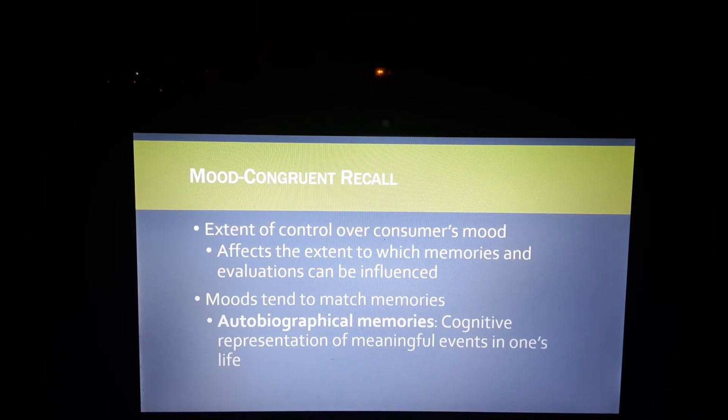Mood congruent recall. Oh my goodness. The extent of control over someone's mood, a consumer's mood, it's very difficult to do that, but you can in terms of providing a positive brand experience or a positive shopping experience. And people remember their moods and certain events in their life. Marketers want to put you into a good mood, basically, and they want you to remember a product as a time when you were in a good mood, where you had very positive feelings, not necessarily a dark time in your life.